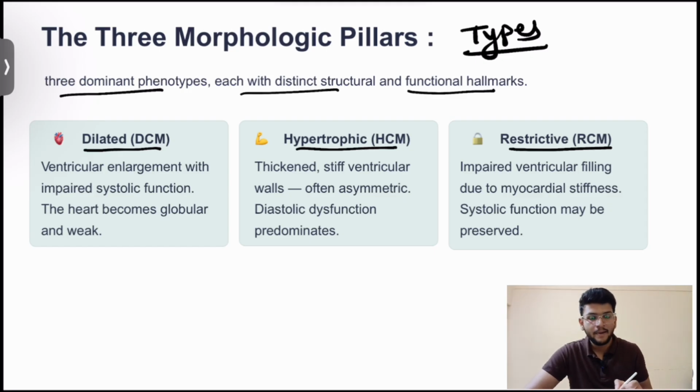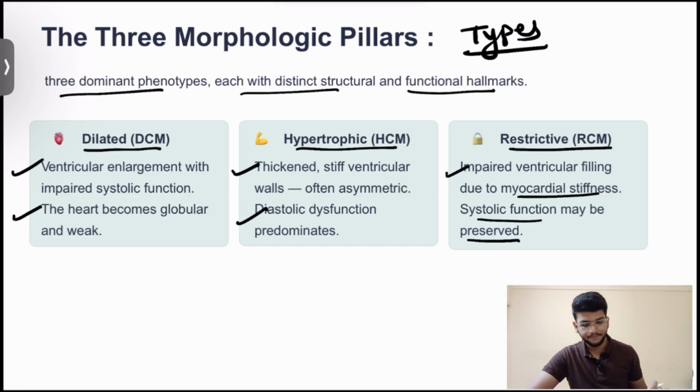In dilated cardiomyopathy, ventricular enlargement with impaired systolic function occurs. The heart becomes globular and weak. In hypertrophic cardiomyopathy, there are thickened, stiff ventricular walls, often asymmetric, and diastolic dysfunction is seen predominantly. In restrictive cardiomyopathy, there is impaired ventricular filling due to myocardial stiffness, while systolic function may be preserved.